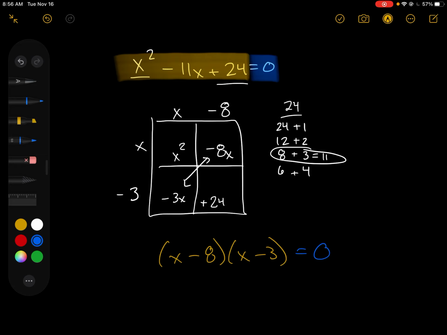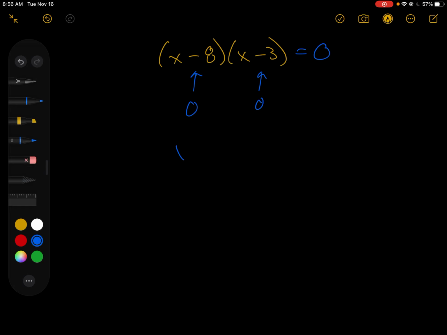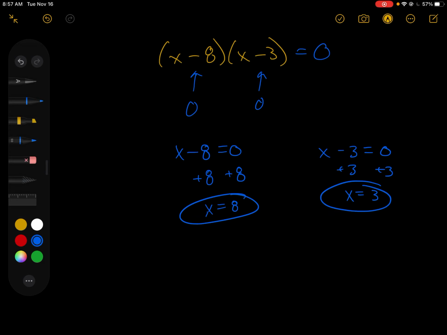So just like before, we're multiplying two things. If either of these things is equal to 0, then everything is 0. They can also both be 0. So take each of your products, each of your parentheses, and set them equal to 0. A few steps of algebra to solve. And there we go. 8 and 3 are the two answers.